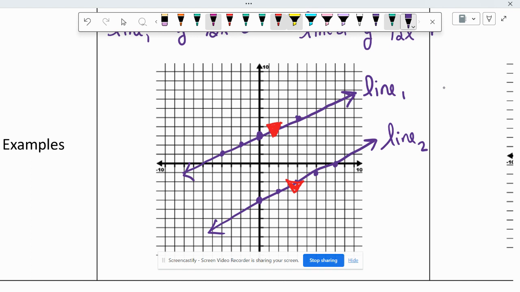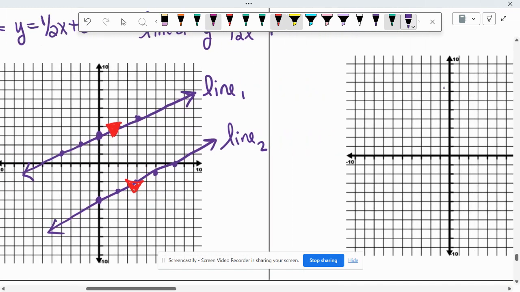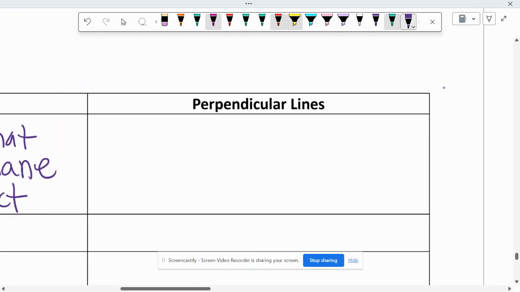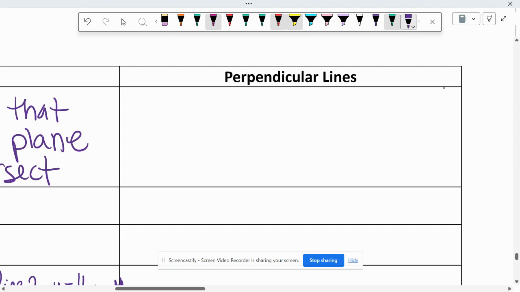Now let's go over to the perpendicular lines. Let's talk about the definition. So Kian told us that perpendicular lines make 90 degrees or form right angles. So two lines that form right angles.